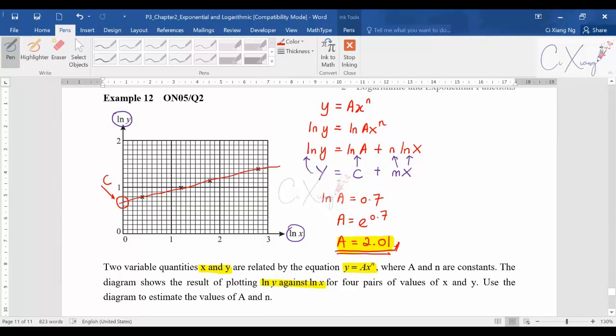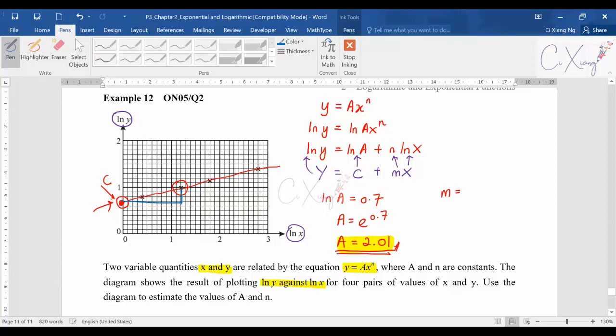Okay, so this is the value for A, and now I want to get the value for the gradient. So how can I get the gradient from the graph? Again, you can use any 2 points that you like. For me, I'm using this point itself, at 1 and 1.2, and then 0.7. I'm using these 2 points to get my gradient from the graph.